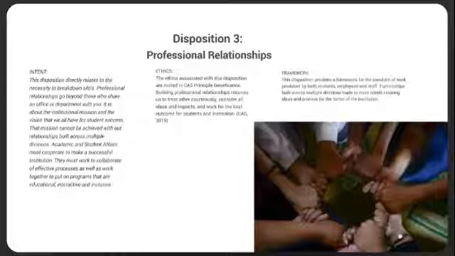Disposition three connects the CAS principles of beneficence. And it's associated with this disposition because building these relationships requires us to treat others courteously and consider ideas and impacts and work for the best outcome for both the students and the institution. Ultimately, this professional relationship sets a framework for other partnerships and collaboration, and it also establishes an understanding that we as educators and students are not alone, and we can do this as a group and never by ourselves.